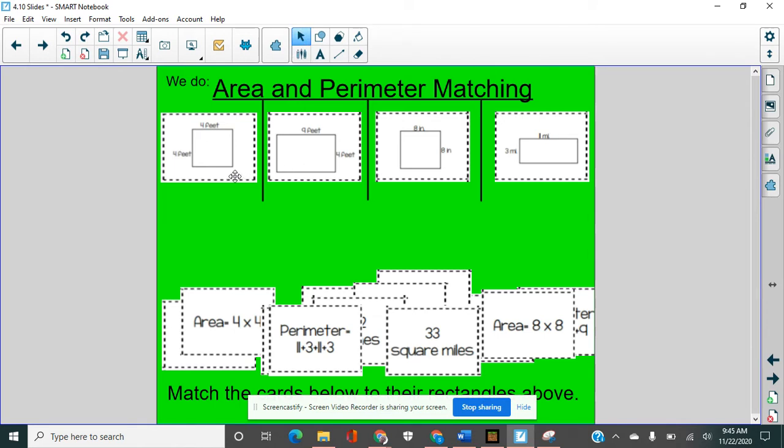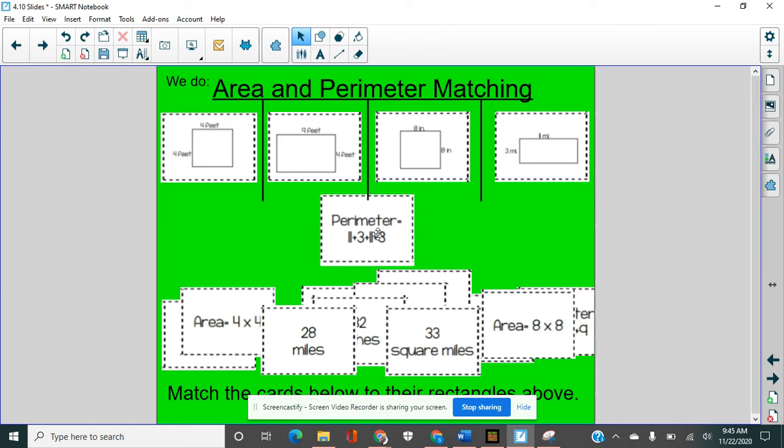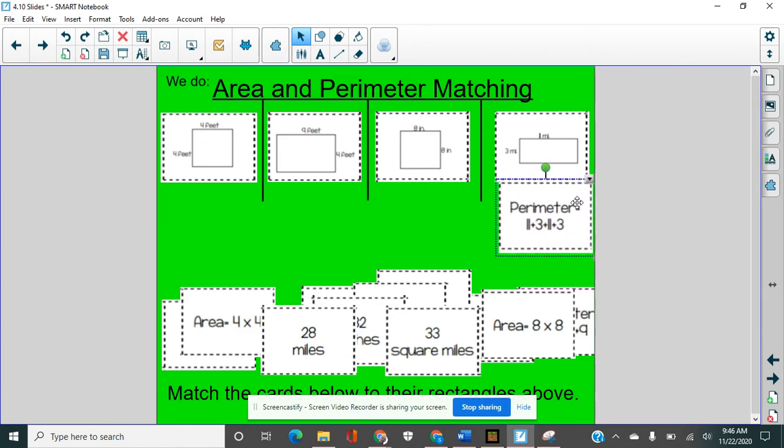Let's do a little matching here. So each one of these cards goes with one of these cards at the top. So this one says the perimeter. To do the perimeter of this shape, it would be 11 plus 3 plus 11 plus 3. Well, that's not true about that. No, 11 and 3. All right, that one goes over there. All right, see how this works?